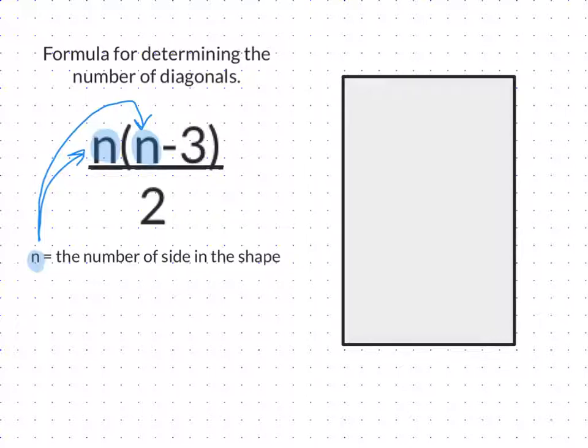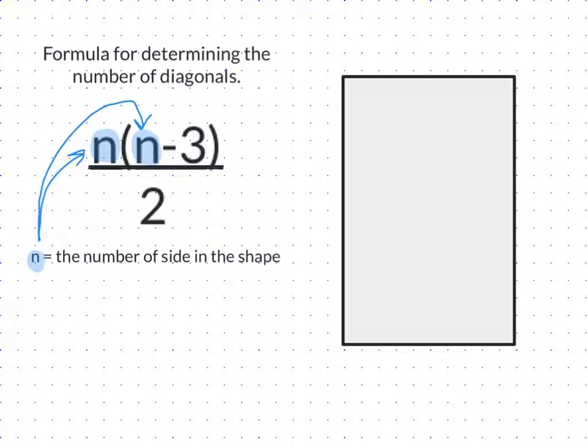So before we get to that point, I want to show you how we can use this formula right here to determine the number of diagonals. And the formula is n times n minus 3 divided by 2. Now n, as you can see down here, stands for the number of sides in this shape. So the very first thing you're going to do is fill in your formula for all the variables n. We'll keep going with blue here.